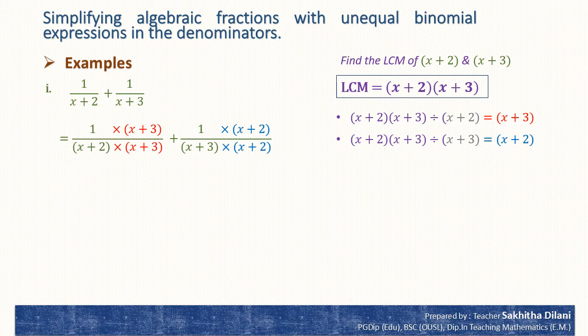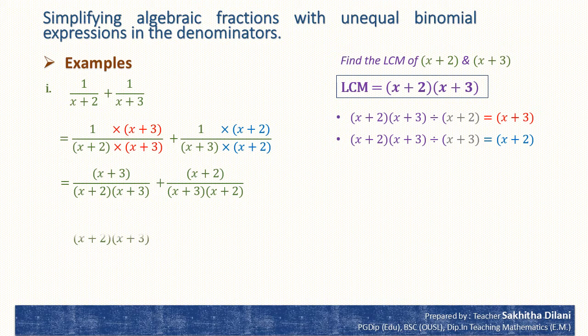In the first fraction, after multiplying both the numerator and the denominator by x plus 3, the numerator is x plus 3. The denominator is x plus 2 into x plus 3. In the second fraction, the numerator is x plus 2 and the denominator is x plus 3 into x plus 2. Now you can see that the denominators are equal. So you can simplify the numerators.